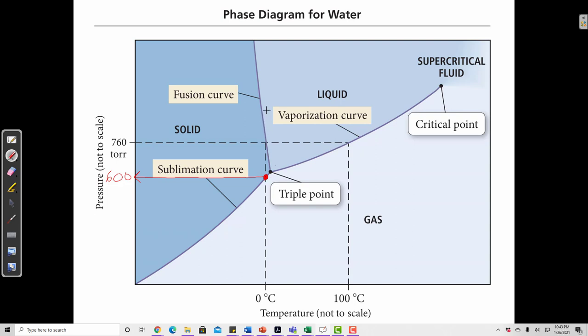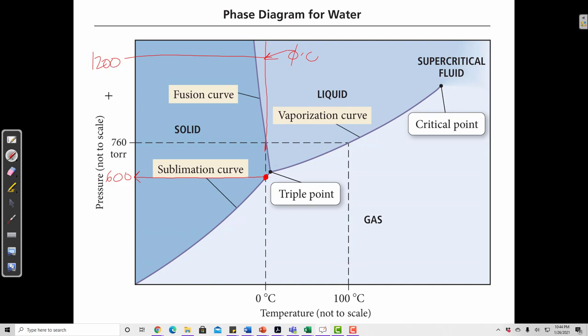So look, right here, this is 0 degrees. And if I increase the pressure on ice so that it's even greater than atmospheric pressure, then I can turn solid ice into water. This is still 0 degrees C. But now it's liquid. And in order to turn that liquid back into solid ice, I'd have to get it down to like negative 5 or negative 10 degrees C at a very high pressure, right? Because this pressure is probably like 1200 torr. So I'm really squeezing the ice.